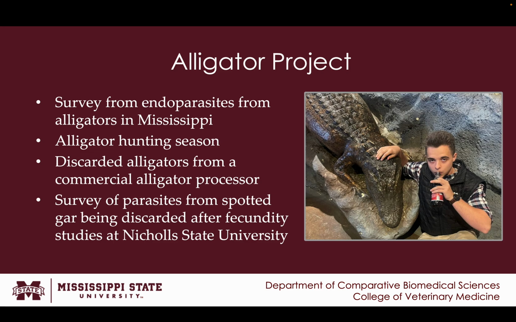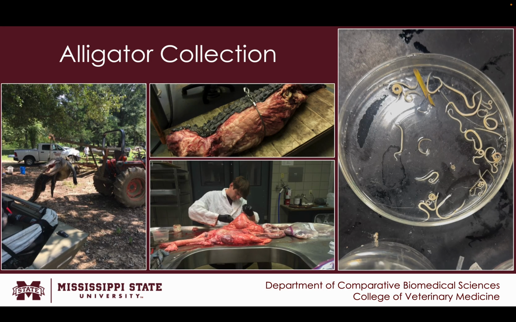Mostly the people that bring it to these processors just want the head, the claws, the meat, which is mostly found in the tail and the neck, and they leave the couple 100 pounds of GI to whoever wants it. And the survey of parasites from spotted gar being discarded after the fecundity studies at Nicholls State University, that is where we found our larval stages of waltoni.